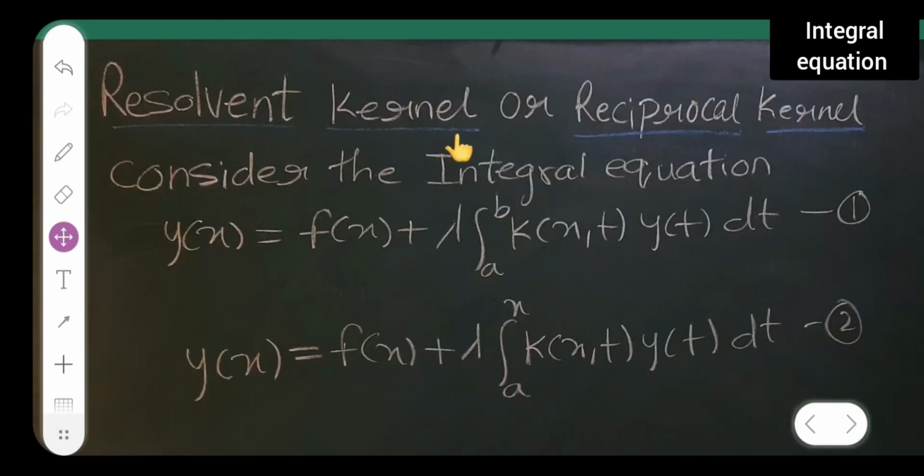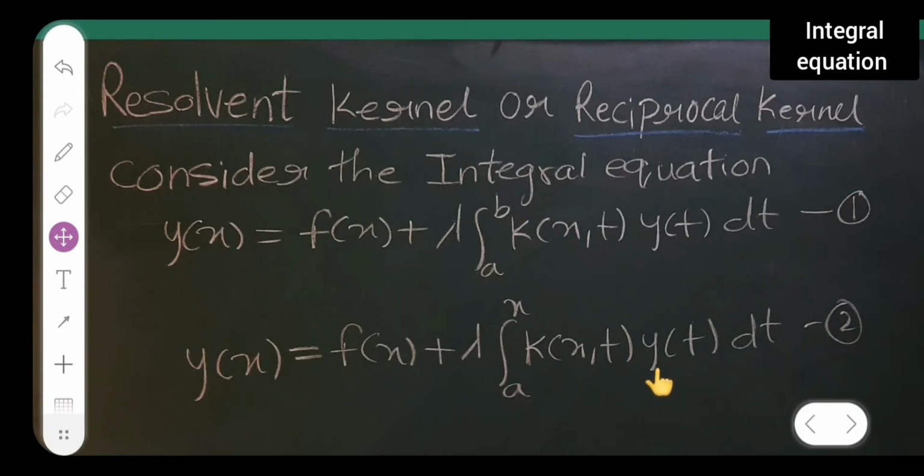Now, resolvent kernel or reciprocal kernel. First I have to consider the integral equation y(x) = f(x) + λ ∫ from a to b k(x,t) y(t) dt, and take it as 1. Now which integral equation is it? Both the limits are constant, so it is a Fredholm integral equation.